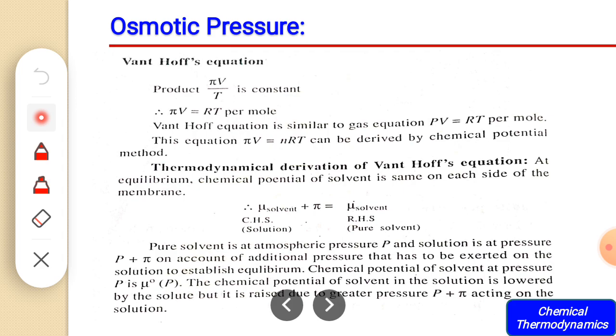Therefore, the chemical potential of solvent at pressure P is given by mu 0 of P, while the chemical potential of the solvent in the solution is lowered by the solute, and it is raised due to the greater pressure P plus pi acting on the solution.